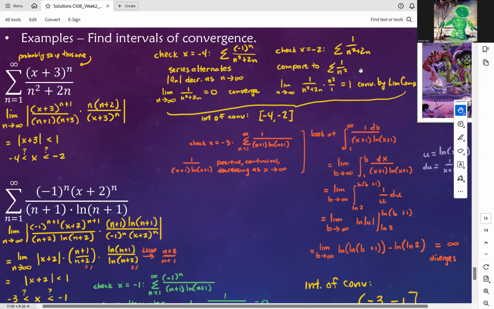I'm noticing I forgot to write my little mini conclusion right here about 1 over n squared. So make sure to tell me right here where the hand is that it is a p-series, p equals 2, 2 is greater than 1. Okay. So yeah, here's my final answer.